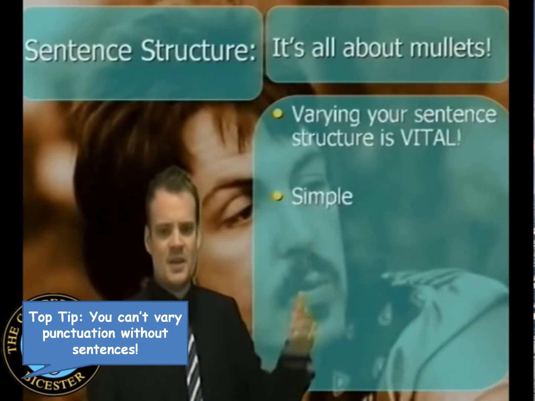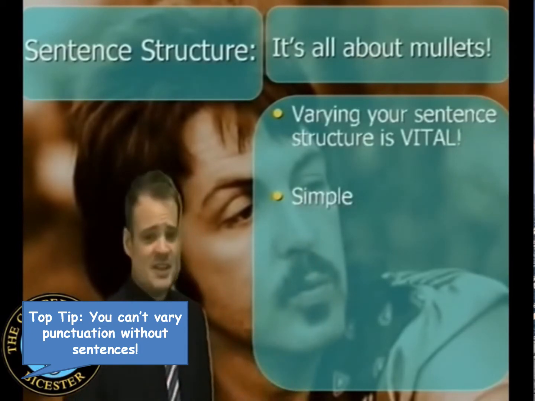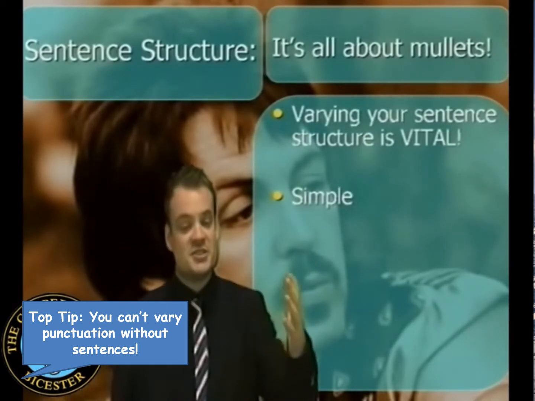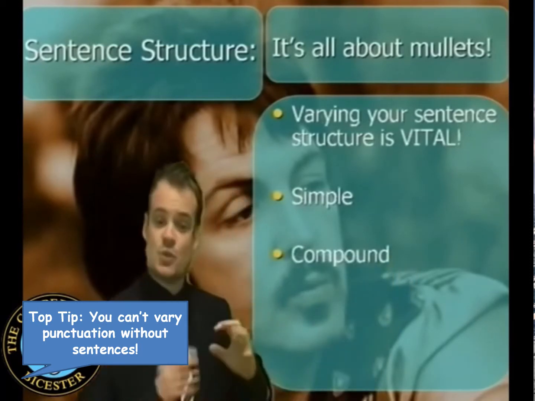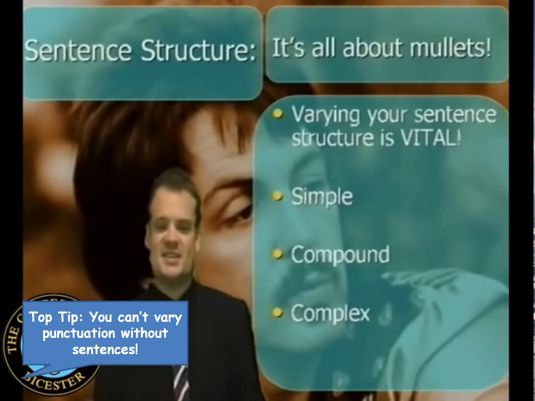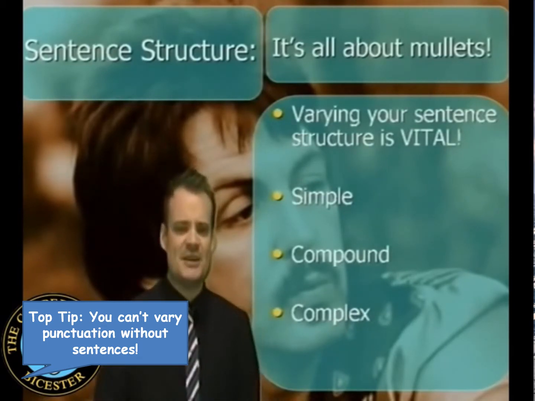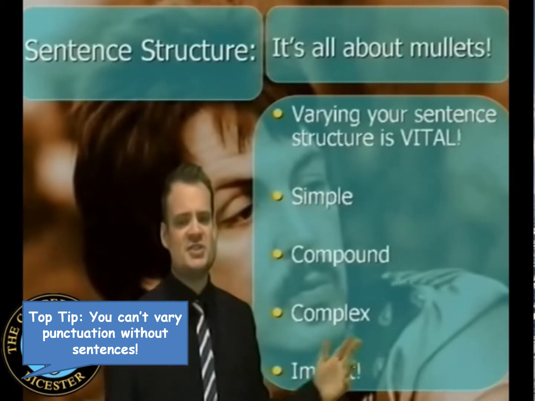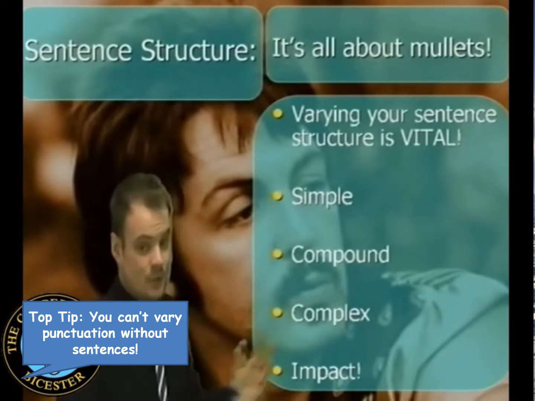Point number 1, simple sentences. Couldn't be easier to show you how to do them. Then when you can do a simple sentence, you can join 2 of them together into a compound sentence. We'll have a look at that. From compound sentences, we can move on to complex sentences, which are really not as complex as they sound. And then finally, we're going to look at using your sentence structures for impact. Okay, 4 things to look at.